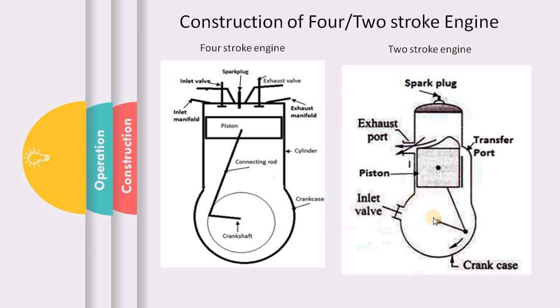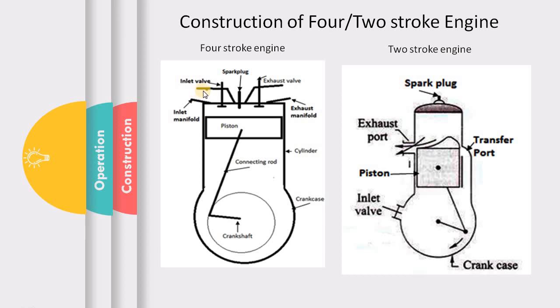So initially the mixture comes into the crankcase, and it is then further supposed to move through the transfer port into the combustion chamber. So the suction is happening through the transfer port, and after combustion, the burnt gases are supposed to move through the exhaust port.